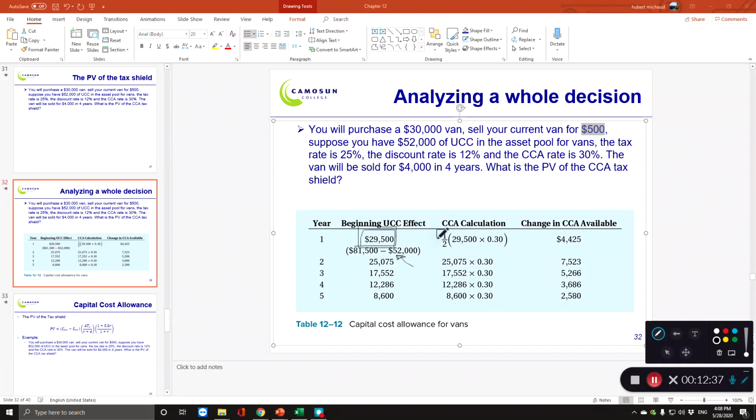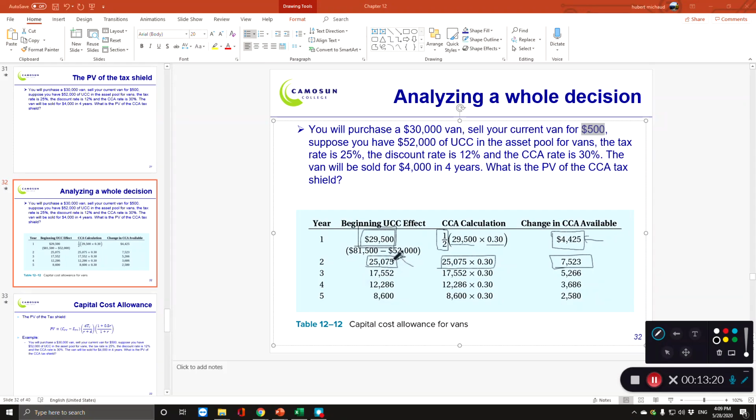In the first year, I can only depreciate the asset pool at half the normal rate. So I put 1/2 here. I multiply by the increase in the asset pool times the depreciation rate. It means that in the first year I can use $4,425 as amortization expense. Okay. In the next year, I have 29,500 minus 4,425 in UCC, that number here. And then I can depreciate that number at a rate of 30%. That's the amount I can use as amortization for this year. And then I can just keep going.